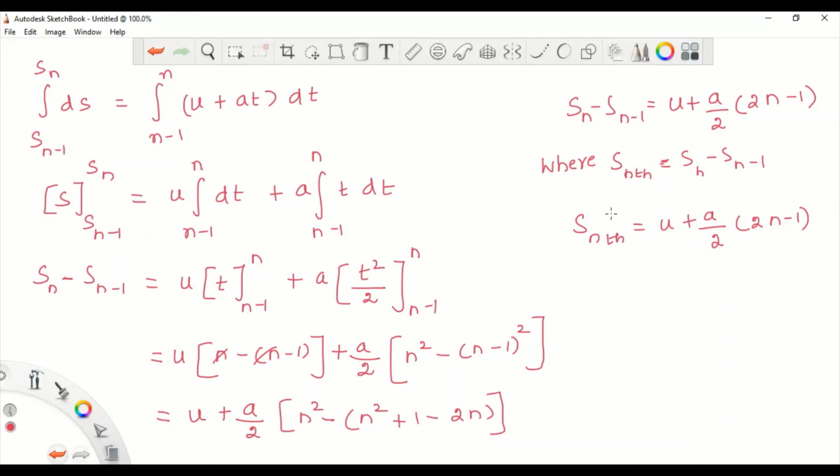Okay. So these are the equations of motion. We can derive all the equations of motion by using the calculus method, that is the integration method.